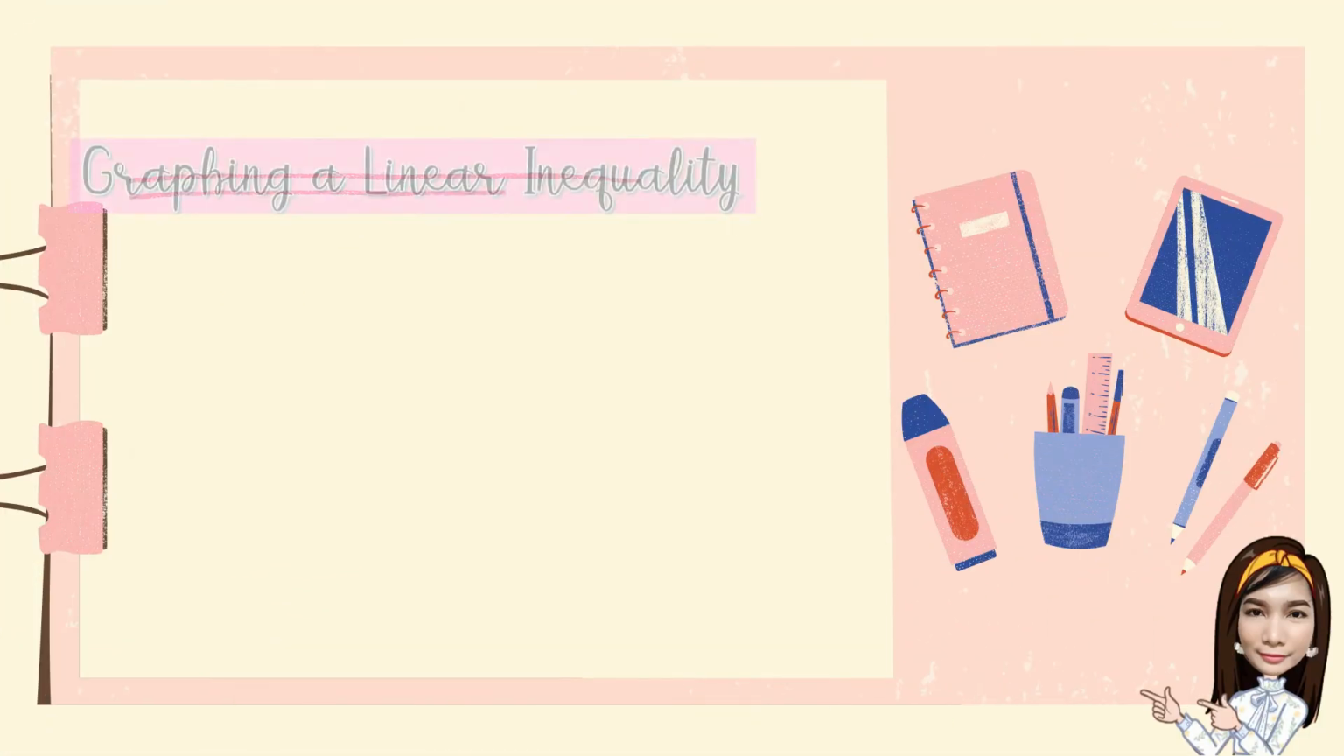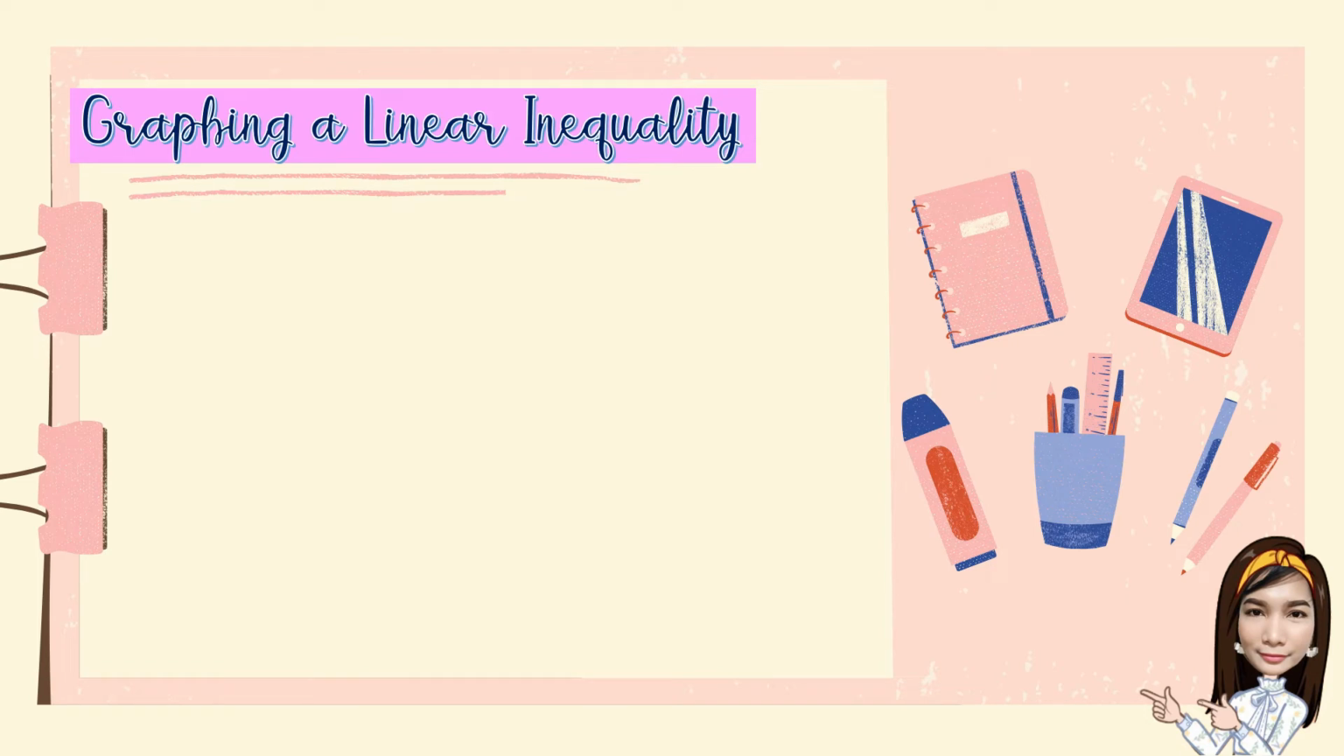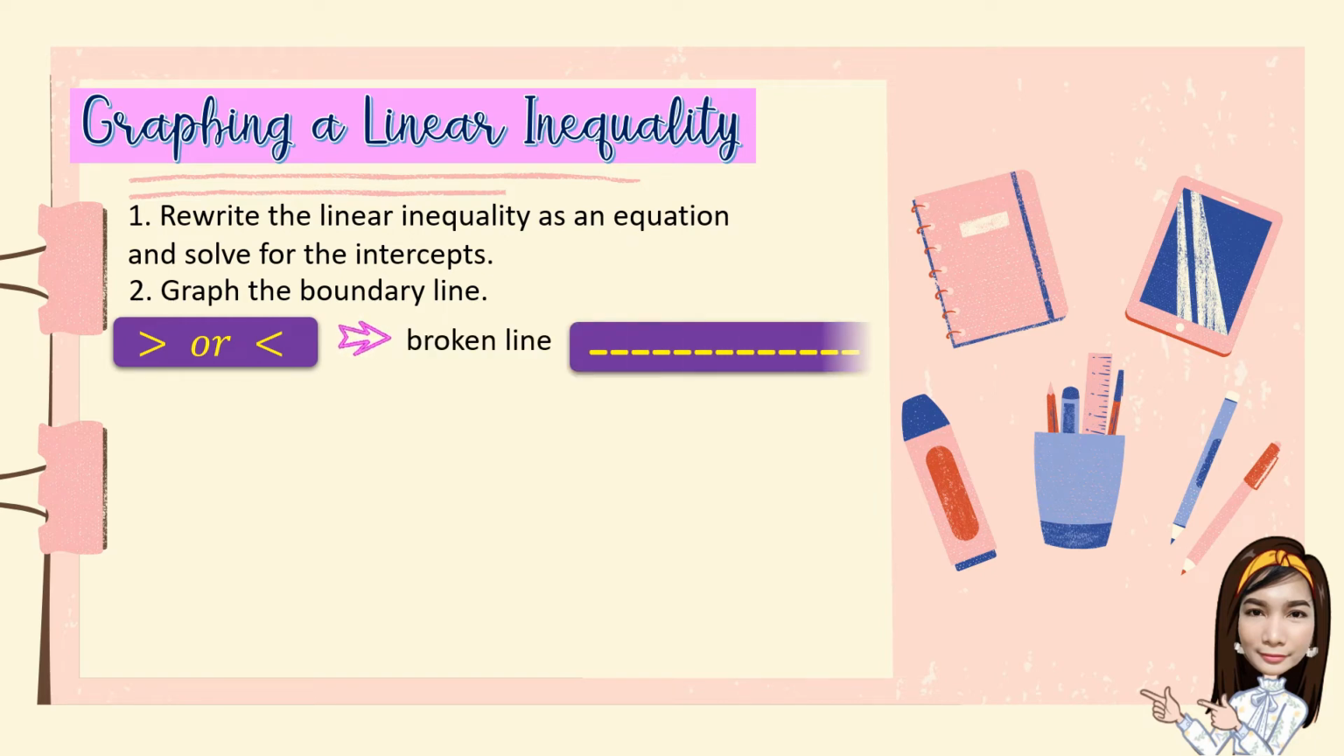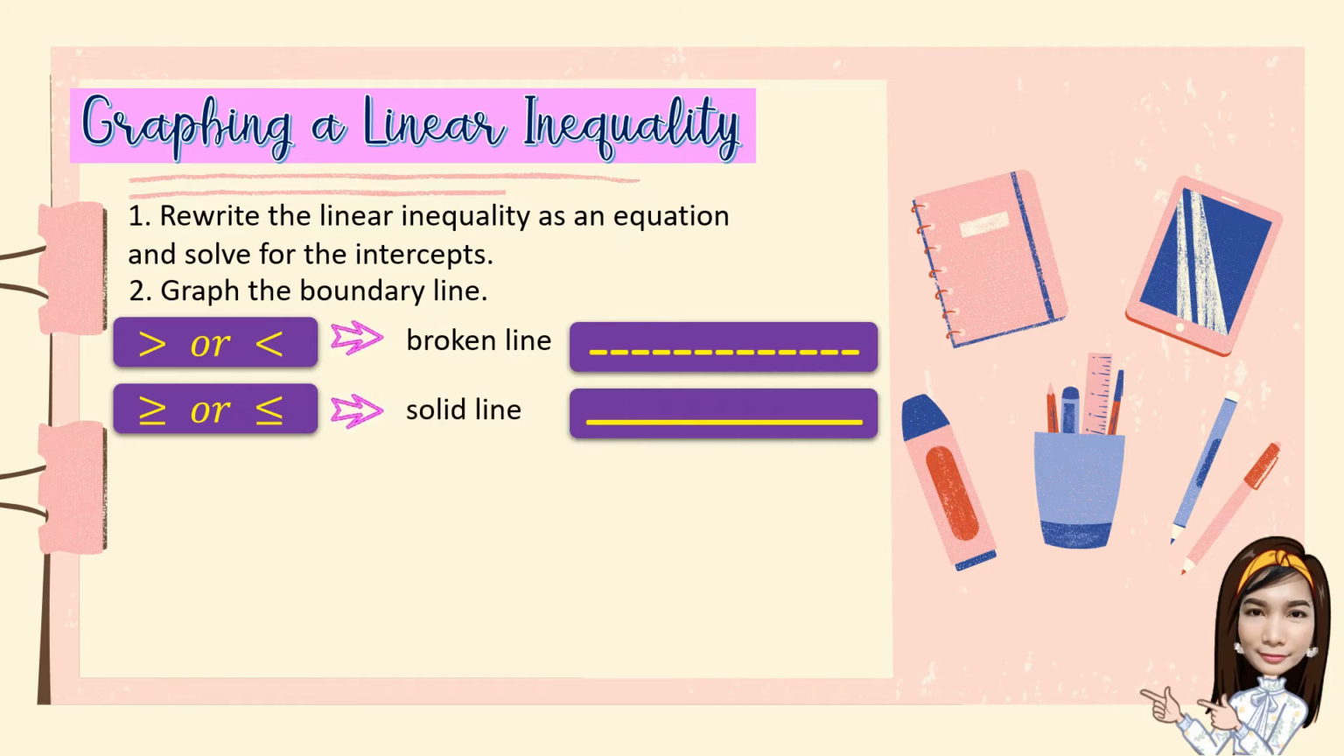Now let's proceed on graphing a linear inequality. We have the following steps to consider. First, rewrite the linear inequality as an equation and solve for the intercepts. Second, graph the boundary line. If the symbol is greater than or less than, we are going to use a broken line as the boundary. If the given symbol is greater than or equal or less than or equal, we are going to use a solid line as the boundary. Third, shade the appropriate region.